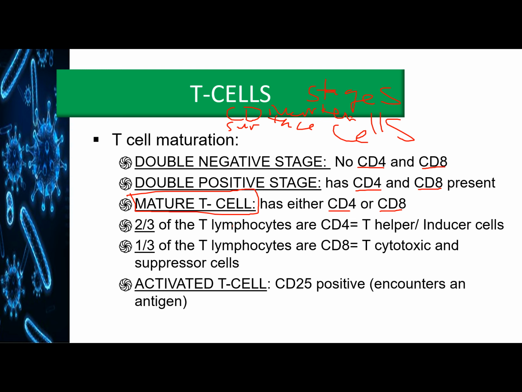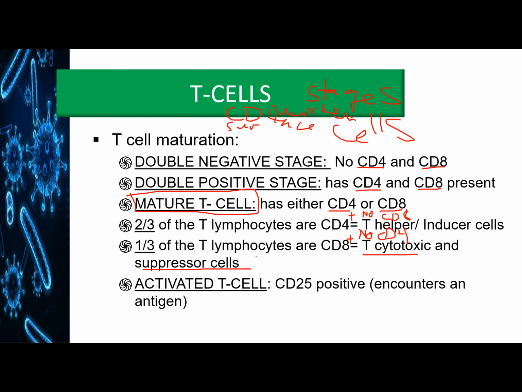So kapag mature T cell, class, please take note of this, has either CD4 or CD8. Now, 2/3 of the lymphocytes are CD4 positive, and they are known as T helper or inducer cells. So let me repeat. 2/3 of the T cells are CD4 positive. Meaning, class, meron silang CD4 sa kanilang surface, but there is no CD8. And they are known as T helper or inducer cell. While 1/3 naman of the T lymphocytes are CD8 positive, but no CD4, and they are known as cytotoxic and suppressor cells.